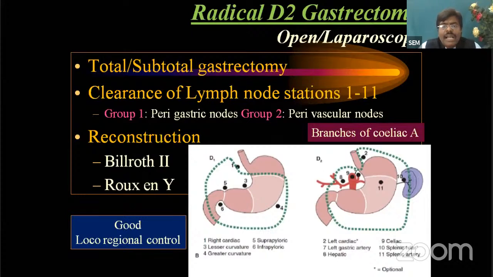What is important in radical surgery is we clear the tumor so that we achieve good locoregional control: loco, that is the tumor in the stomach, and regional, that is the draining lymph nodes. You get a good locoregional control. That is the aim of your dissection.